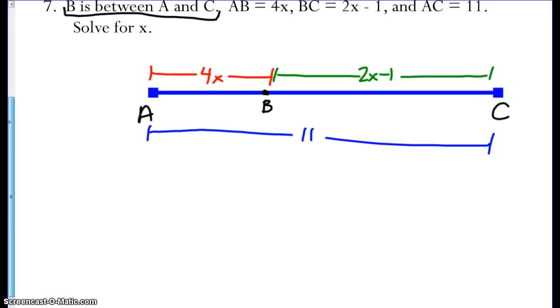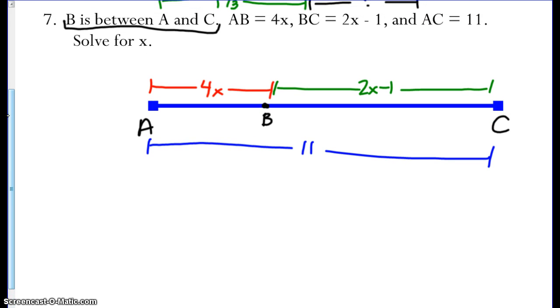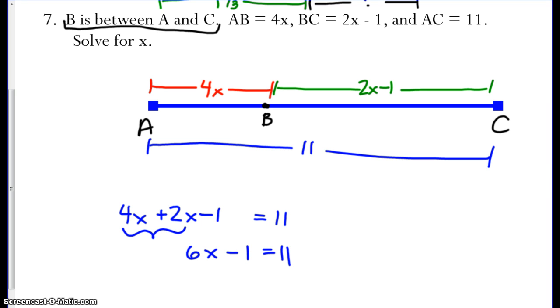So let's see. Segment addition postulate says that I need to add the 2 pieces of the line to equal the whole line. So 4x plus 2x minus 1 equals 11. Okay? The 2 smaller pieces add up to be the bigger piece. So what we're going to do is combine like terms. 4x plus 2x is 6x. Bring down your minus 1. Oops, that's an 11. There we go.